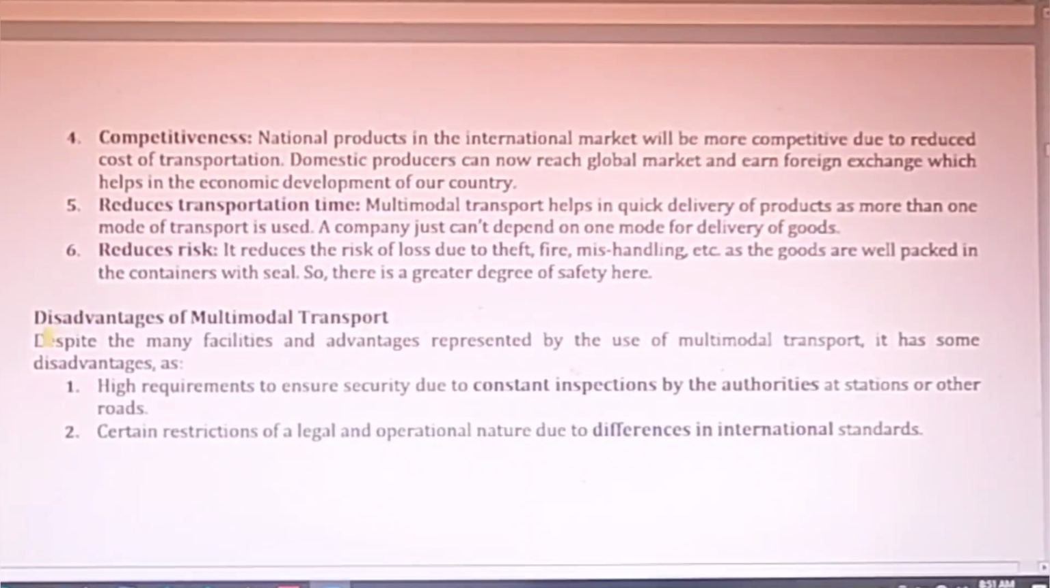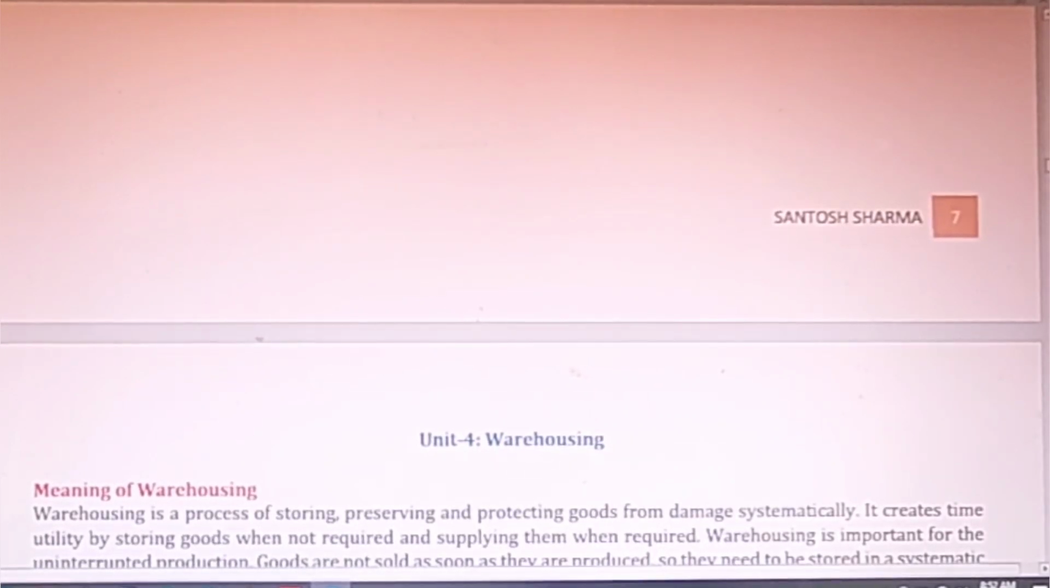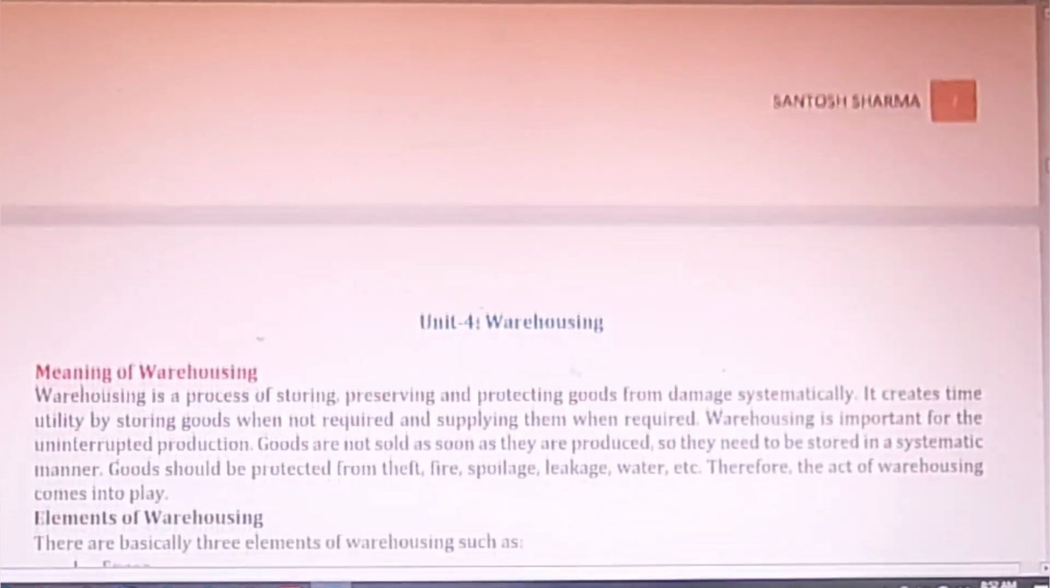Some disadvantages are also there of multimodal transport. So this also you can go through. A simple one, not very difficult. Okay, let's move on to the next one, warehousing.